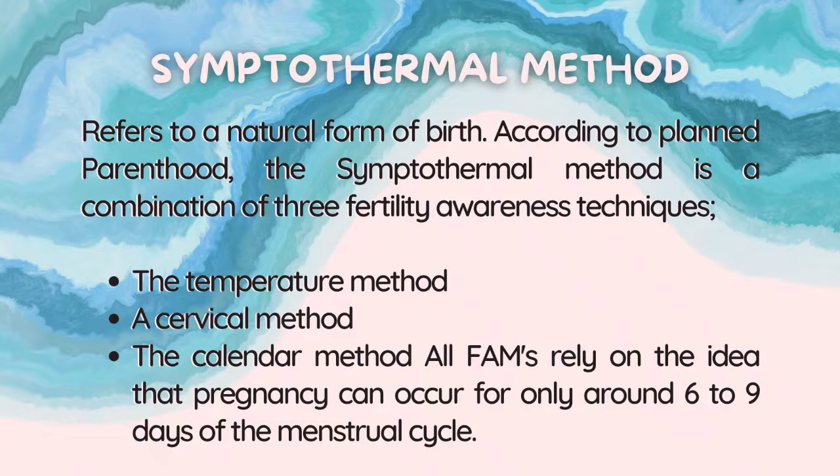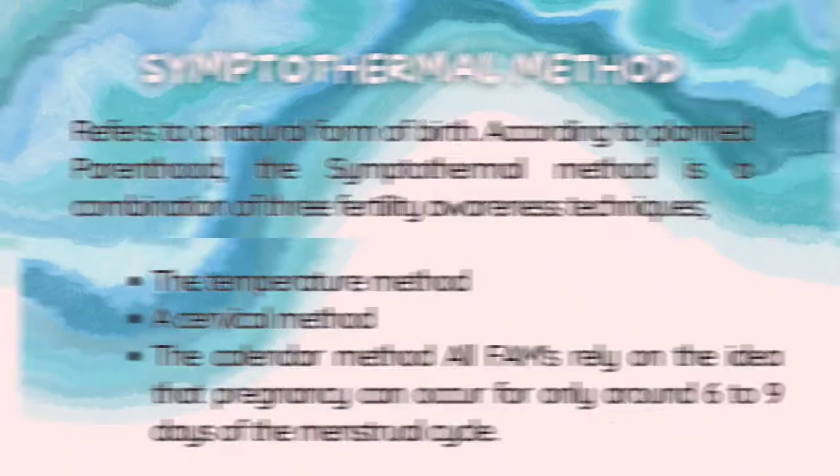Sa cervical method naman, ang cervix mo ay nagiging soft. Sign of ovulation is mittelschmerz o abdominal pain. Sa calendar method naman, dito mo tinatandaan kung kailan ang last na menstruation mo. Usually, 14 to 15 days nagmamature na ang ovulation mo.